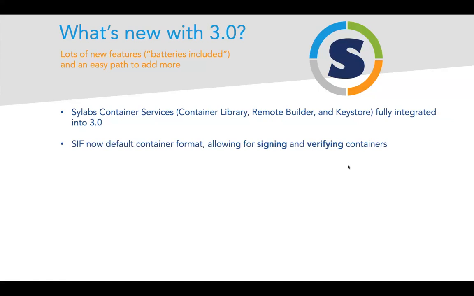CIF is now the default container format. As I just said, this allows you to sign and verify your containers. It's also a very extensible format, which is going to allow us to put many more features into Singularity in the future. We now, in Singularity 3.0, have full network virtualization capabilities provided by CNI. This is the same group of plugins which Kubernetes uses to provide network virtualization. So this is a very full-featured and complete solution.